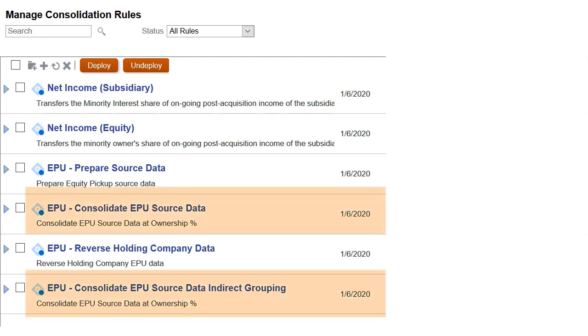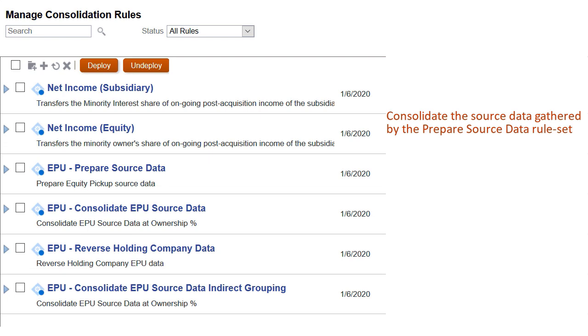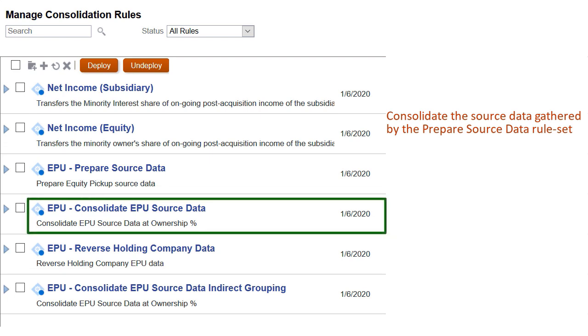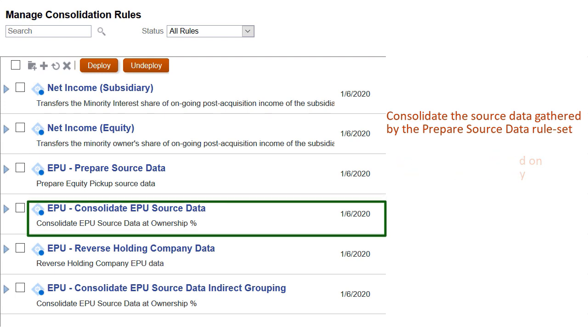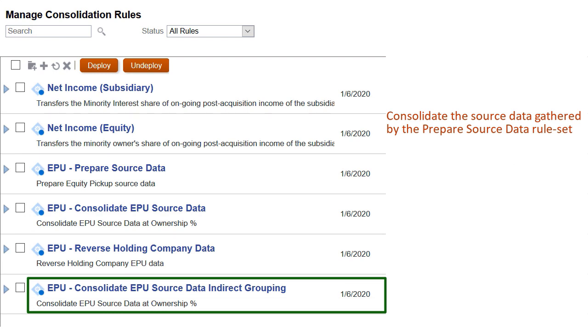Both of these rule sets consolidate the source data gathered by the prepare source data rule set. Consolidate EPU source data tracks equity pickup based on individual source company, while consolidate EPU source data indirect grouping tracks equity pickup grouped based on each interim holding company.